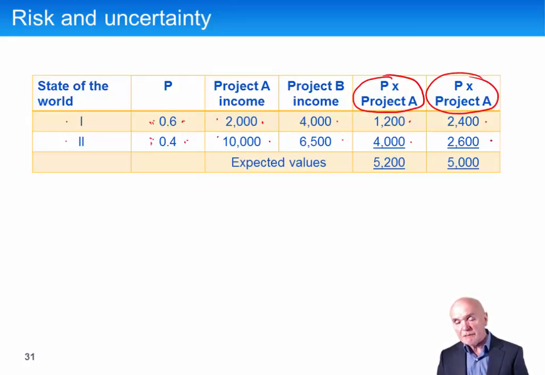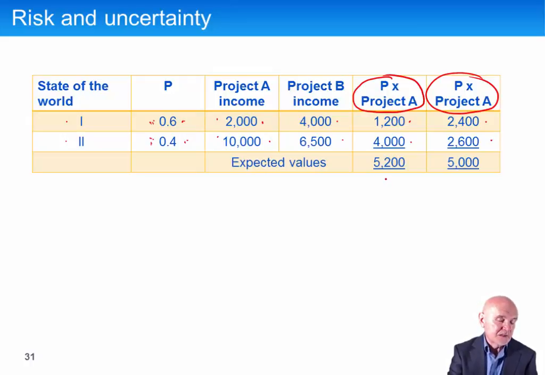Now the conventional treatment of these expected values is you go for the one which is higher. So here people will be looking at this and saying, right, the best combination of chance and outcomes is 5,200. We'll go for that, and that beats 5,000.